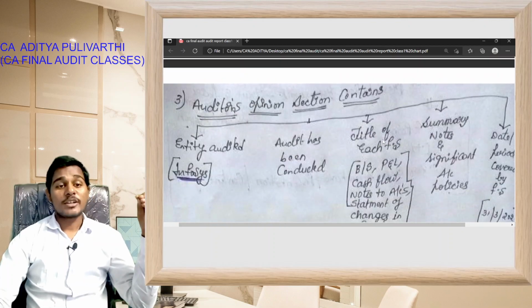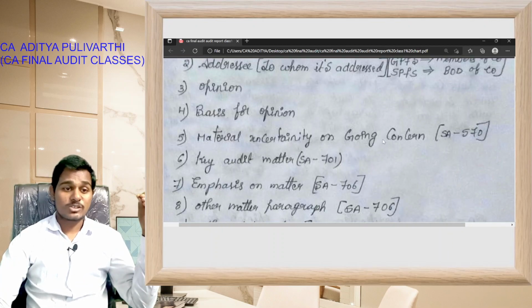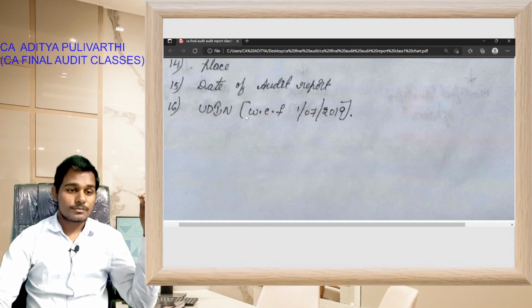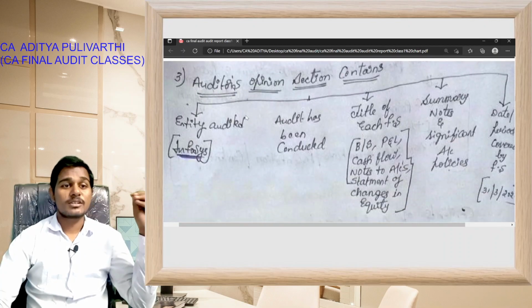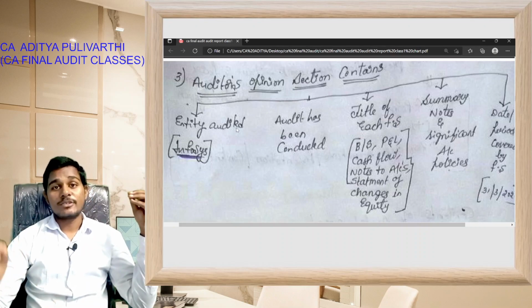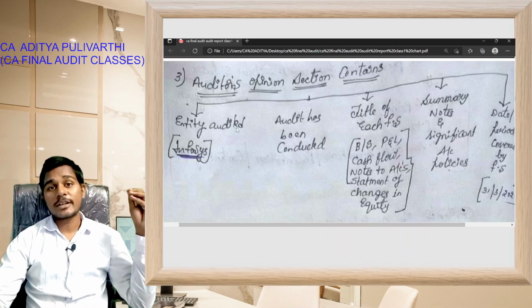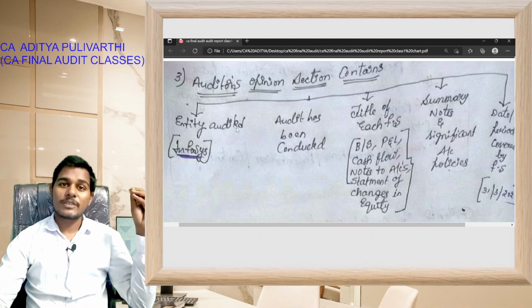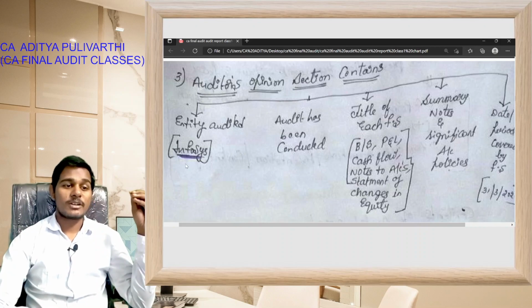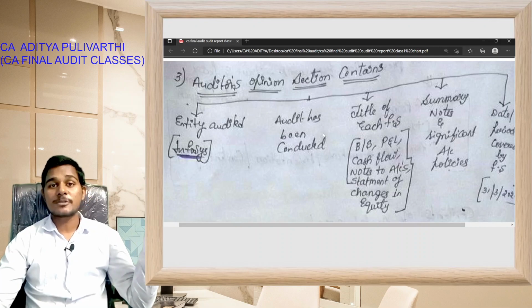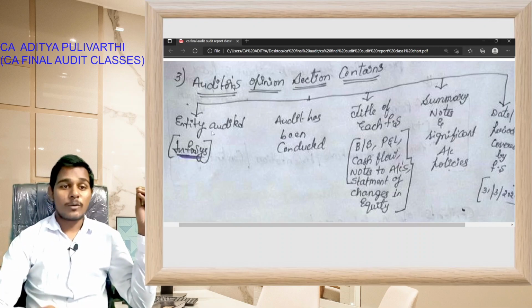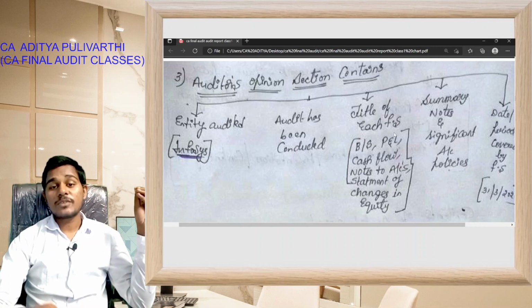See students, auditor's opinion, that is the third point. The auditor's opinion section contains the entity audited; if you have audited Infosys, then that is the entity which has been audited. We should state in the auditor's opinion paragraph whether the Infosys company audit has been conducted.